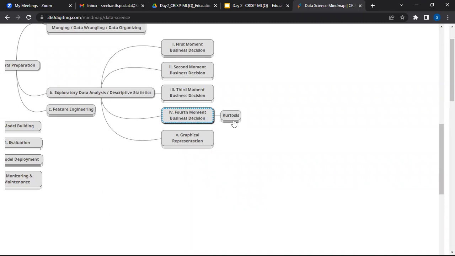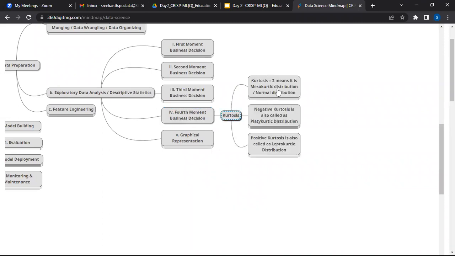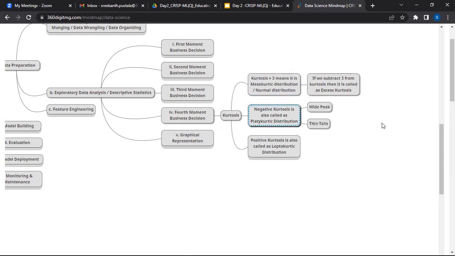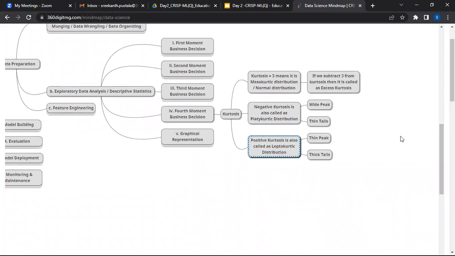Then we have the fourth moment of business decision, that is kurtosis. When the kurtosis is equal to 3, that means it is a mesokurtic distribution, or normal distribution. If we subtract 3 from kurtosis, then it is called excess kurtosis. We have wide peak and thin tails when we have negative kurtosis, and it is called a platykurtic distribution. And when we have thin peak and thick tail, it is called positive kurtosis, and is called a leptokurtic distribution.